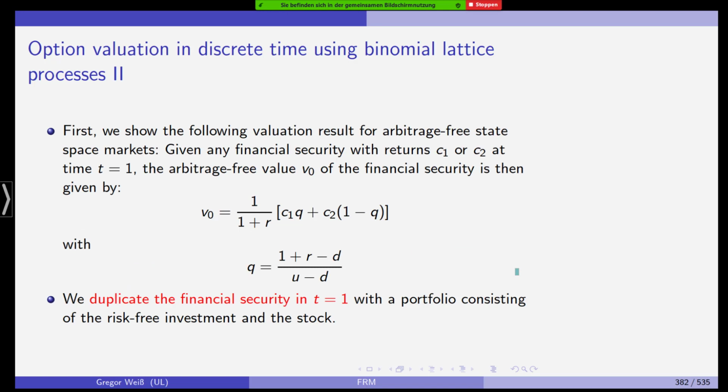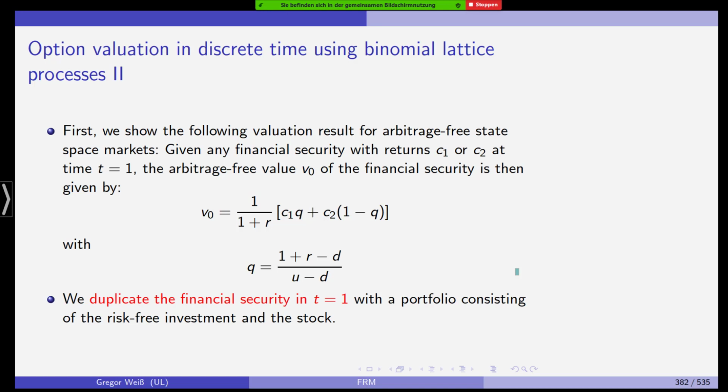Now, first of all, we show the following valuation result for arbitrage-free state space markets. If we are given any financial security with returns C1 or C2, so two outcomes at time T1, the arbitrage-free value V0 of the financial security is given by, and this is what is actually called risk-neutral pricing, Risikoneutrale Bewertung. Risk-neutral pricing means that you have two states, C1 and C2, two potential future cash flows. And the arbitrage-free price in risk-neutral pricing is given by the expected value discounted using the risk-free rate and using the so-called hypothetical risk-neutral probabilities.